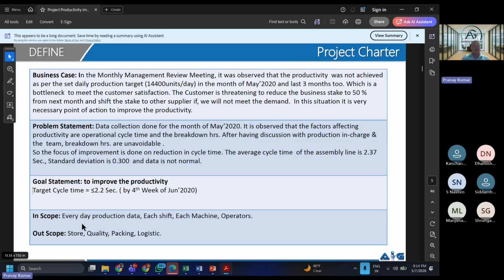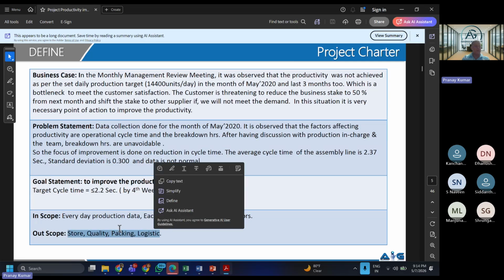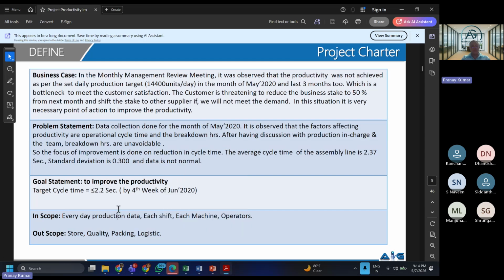In scope, you have already said that breakdown time is unavoidable. So maybe that should have become out of scope for us. Scoping should be written a lot better. Maybe we pick up the same data and we do the same project so that we have a baseline and then we will improve upon the baseline.